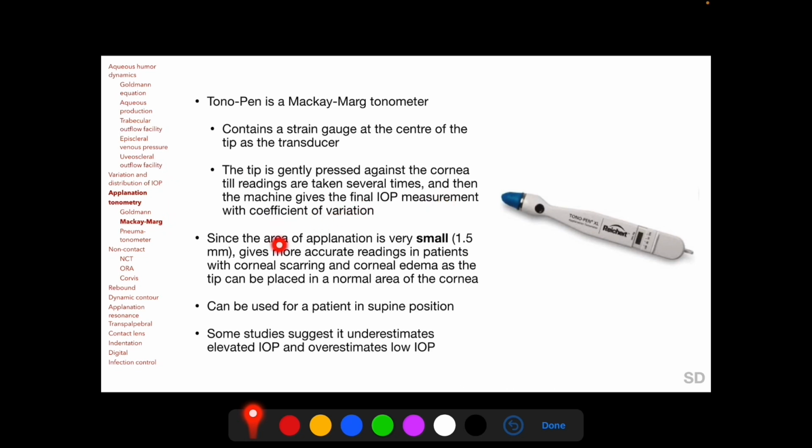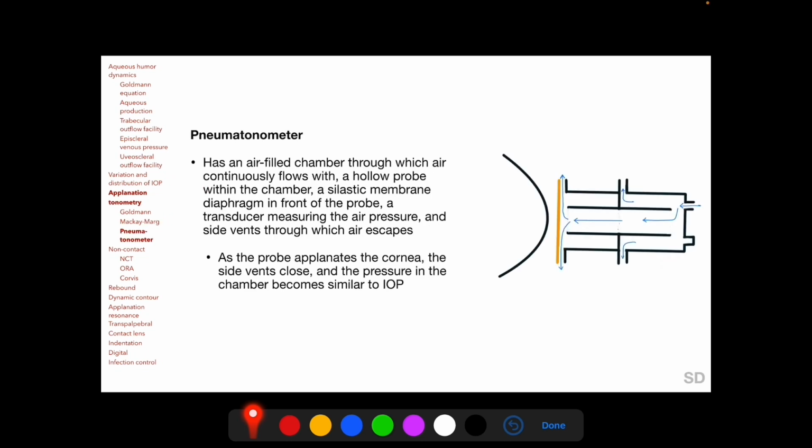Since the area of applanation with Mackay-Marg tonometers is very small, approximately 1.5 mm, Mackay-Marg tonometers give more accurate readings in patients with corneal scarring and corneal edema, as the tip can be placed in a normal area of the cornea, and Mackay-Marg tonometers can be used for a patient in supine position.